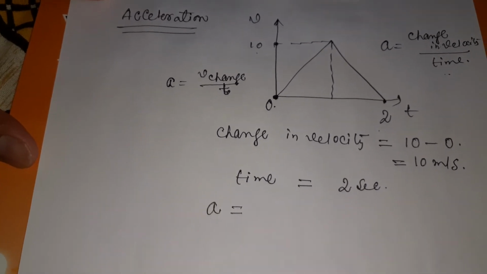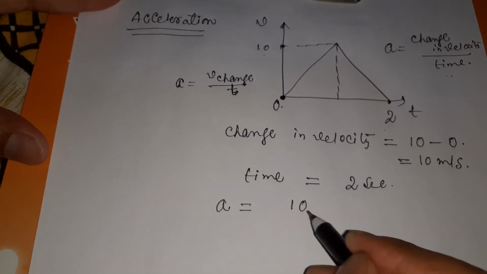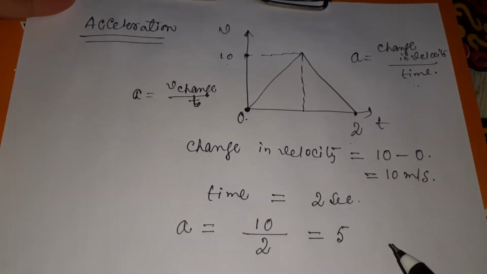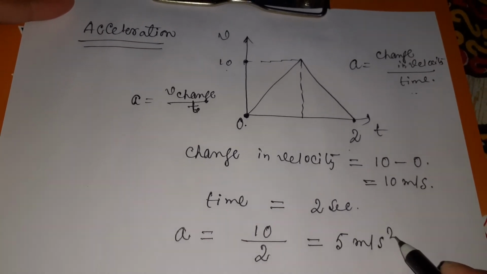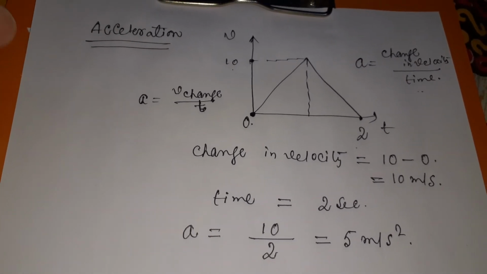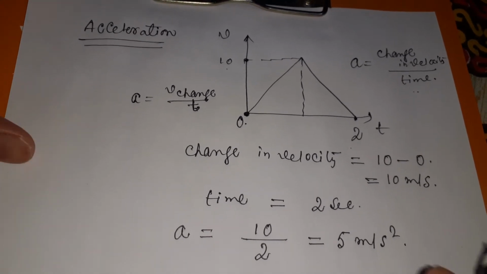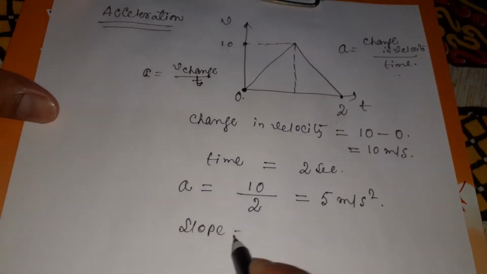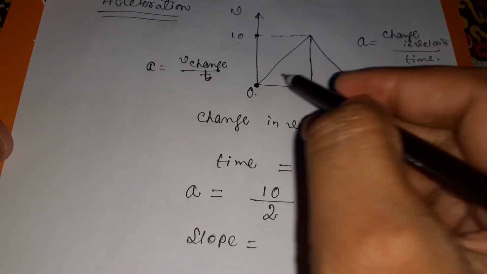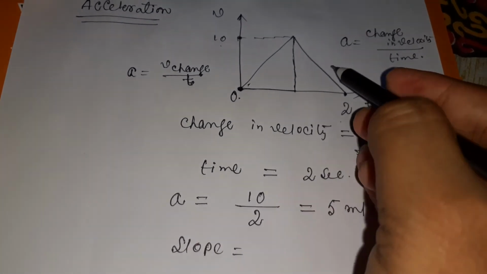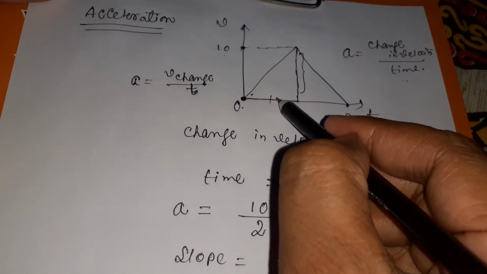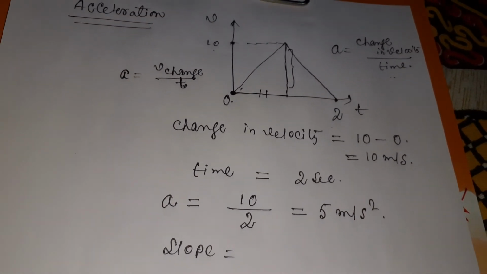So acceleration of the body will be how much? That will be 10, that means change in velocity divided by the time taken, that means 5. What will be the unit? Meter per second square will be the unit of the acceleration from this graph. Maybe you understood. So basically what we have calculated is the slope of the curve. This is the slope we have already calculated in the displacement time graph. So definitely this is the slope, that means slope is this one divided by this one. If you do the same, you will get the same answer.